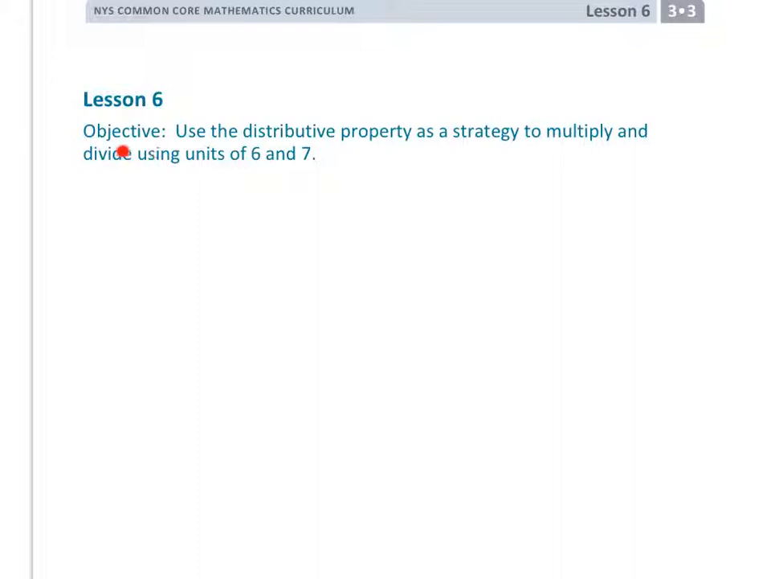This is one part of our learning map: using the distributive property as a strategy to multiply and divide using units of 6 and 7. What's important during this lesson is that you are using the distributive property. So I'll be looking for that in your exit ticket to sign off on whether you've learned this lesson or not. If you don't use the distributive property, then I will not be signing off. So what does that mean?